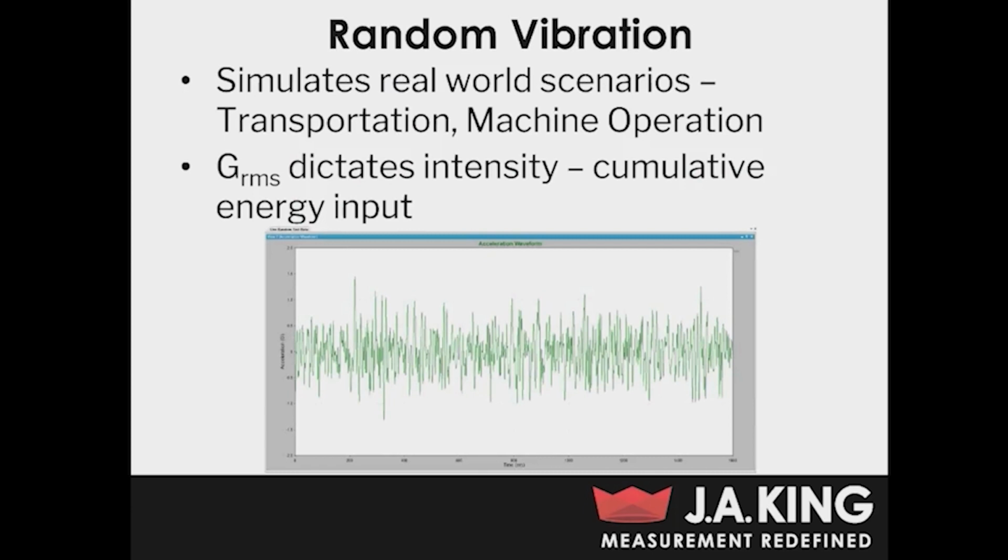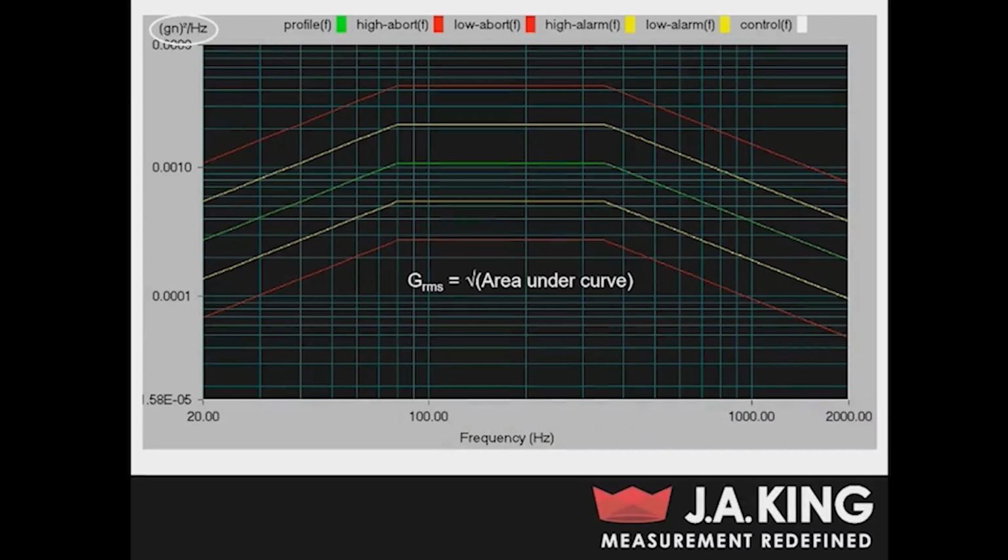Now for sine testing, the intensity is dictated by your G level or your actual acceleration. For random vibration, it's a little bit different, and the intensity is actually dictated by the GRMS. And that's essentially a measure of the cumulative energy input, or a measure of how hard your shaker is really working. So to give you a better idea of what the GRMS really is, it's calculated just as the square root of the area under the profile curve.